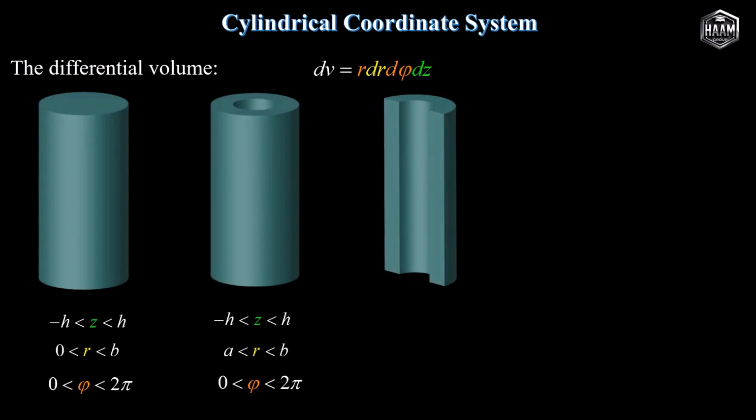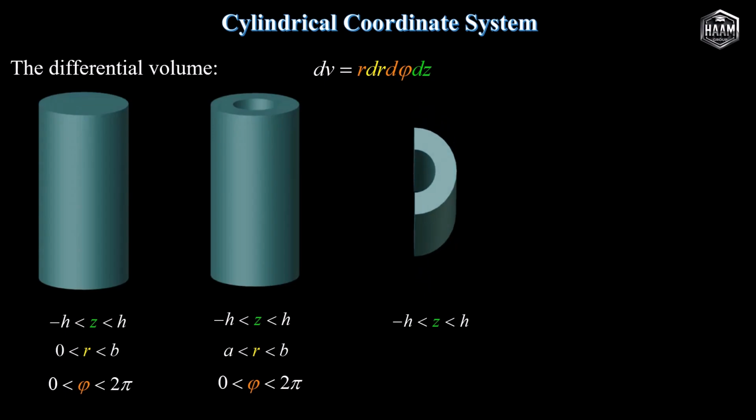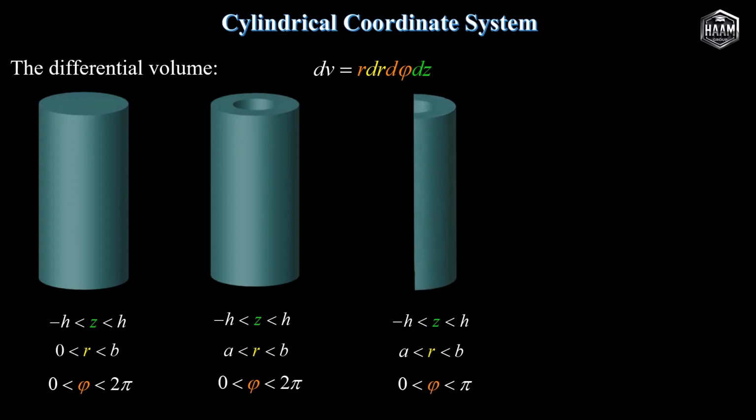Z still ranges from negative h to h, unchanged. But in the cross-section, r ranges from A to B, the same as in the previous hollow cylinder. Here, however, phi ranges from 0 to pi, since we have kept the right hand half. Had we kept the left hand half instead, phi would range from pi to 2 times pi.